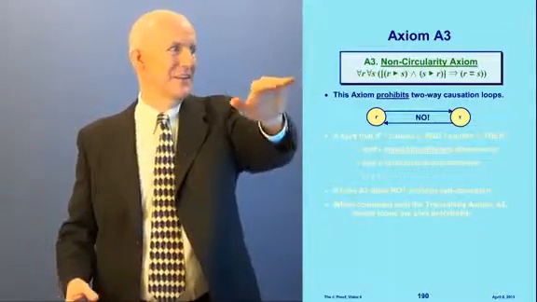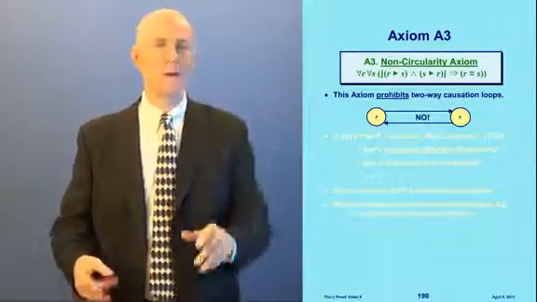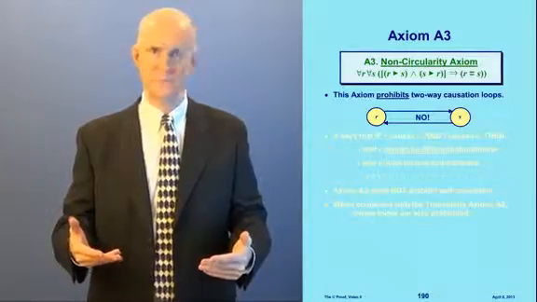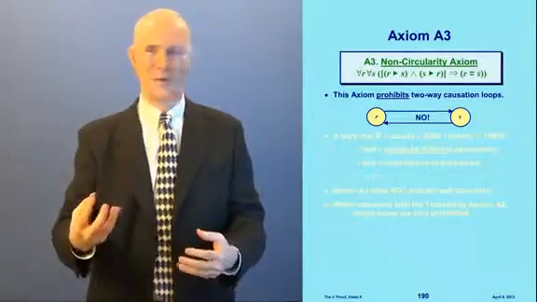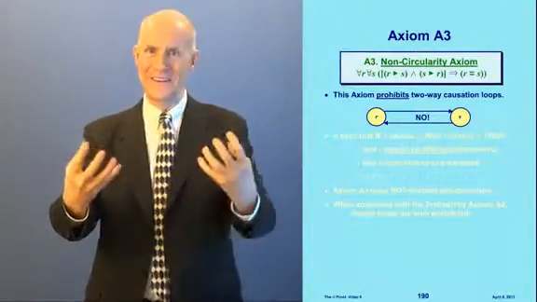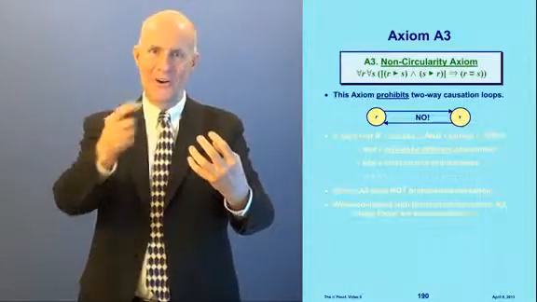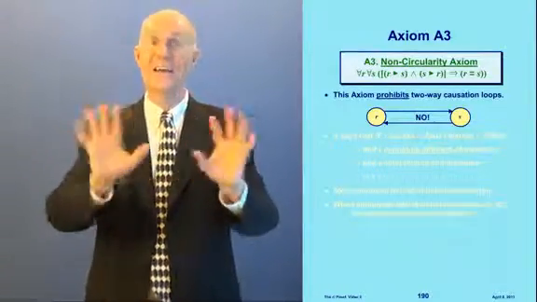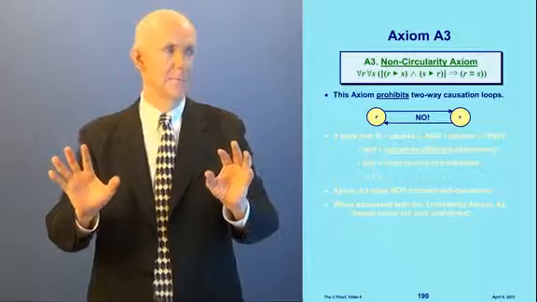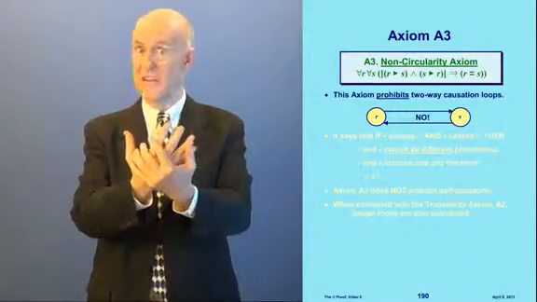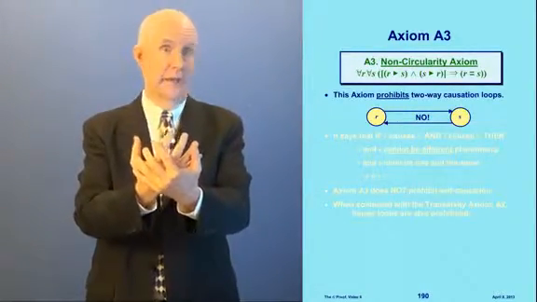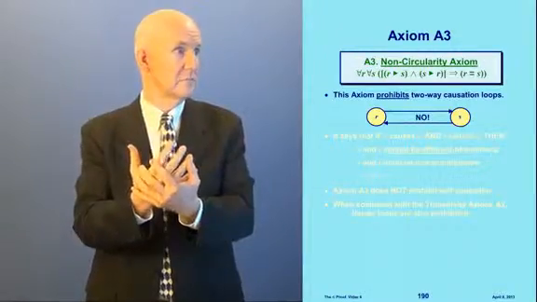I'll explain the logic here in a minute. What this does, it prohibits two-way causation loops. So I have two phenomena, R and S, shown right here. It says, okay, R causes S and S causes R? No. That's prohibited, unless R and S are the same thing. Well, if they're the same thing, then that's what just causes itself.